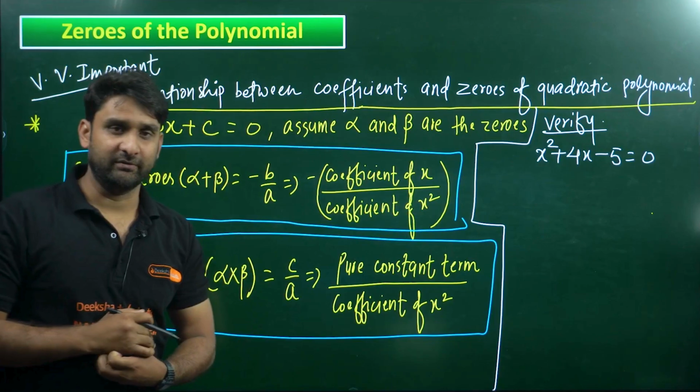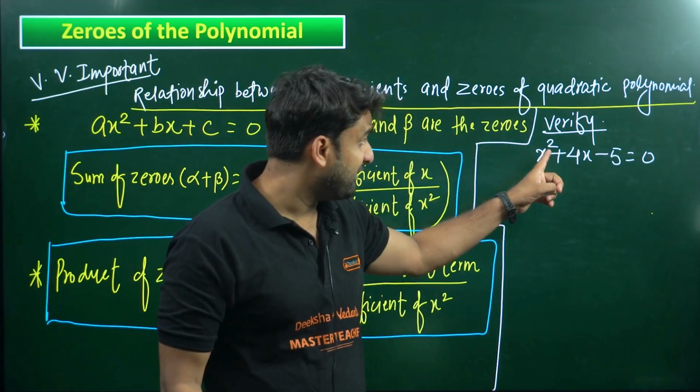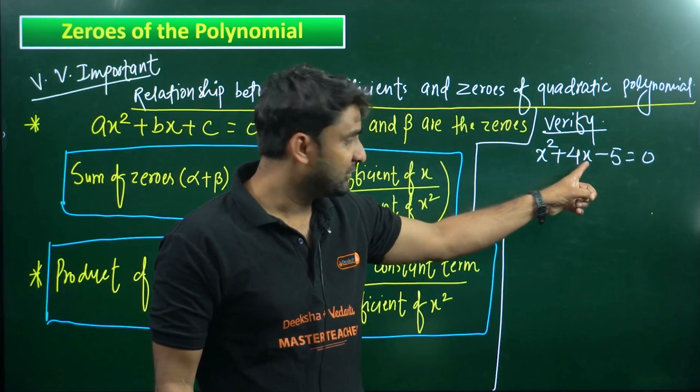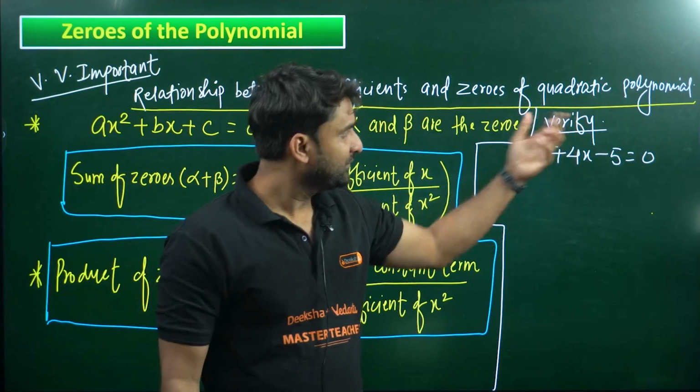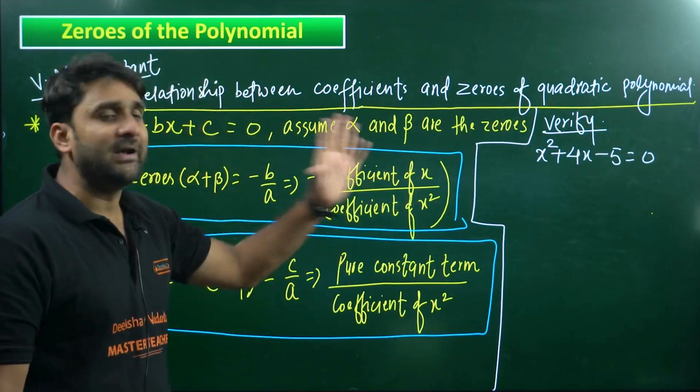This is the quadratic equation. Is this correct or not? Obviously this is correct because the power is 2, a positive whole number. Here x is also to the power 1, positive and a whole number. So this is a completely quadratic polynomial. Okay, now find out the zeros first.